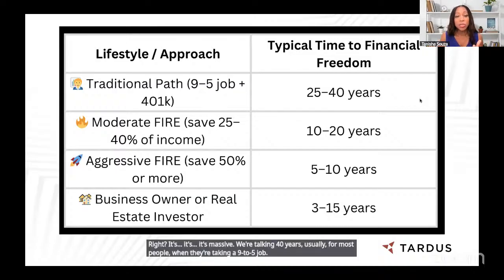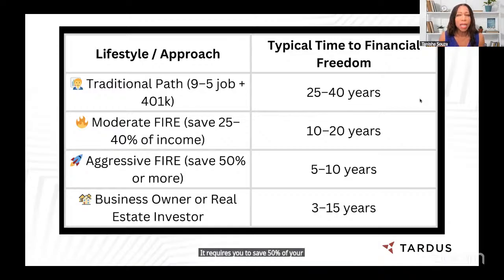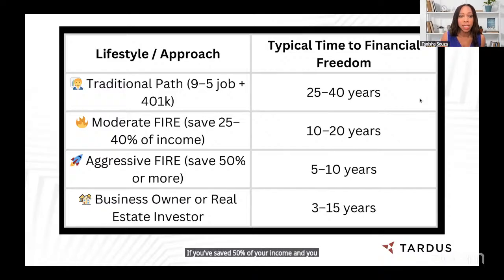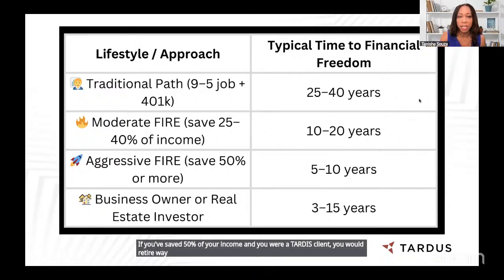And look how much faster it is if you're a business owner, or even people that are into the aggressive FIRE movement, right? Financial independence, retire early, but it requires you to save 50% of your income. You don't have to save 50% of your income to retire in 5 to 10 years with Tardis. If you save 50% of your income and you were a Tardis client, you would retire way earlier than 5 to 10 years.